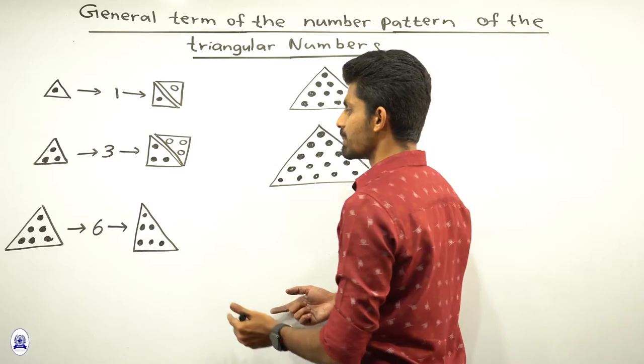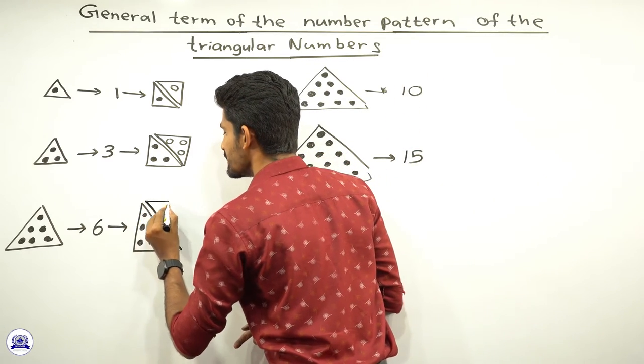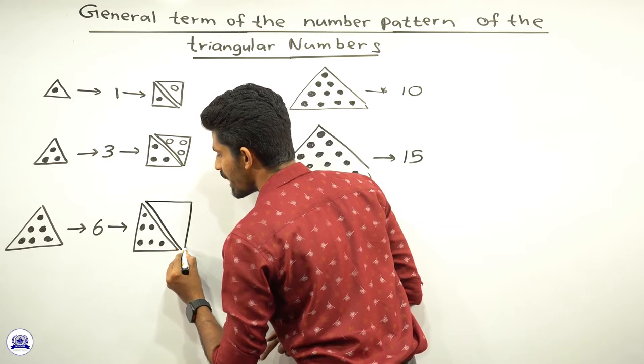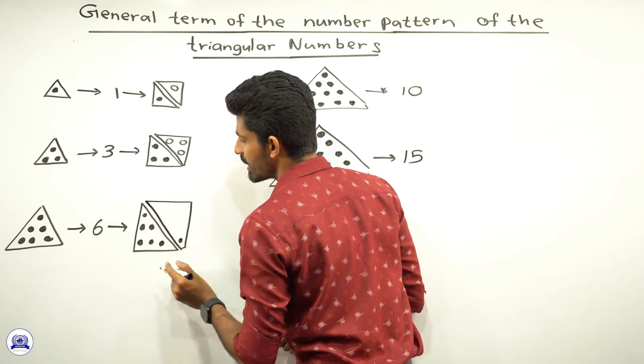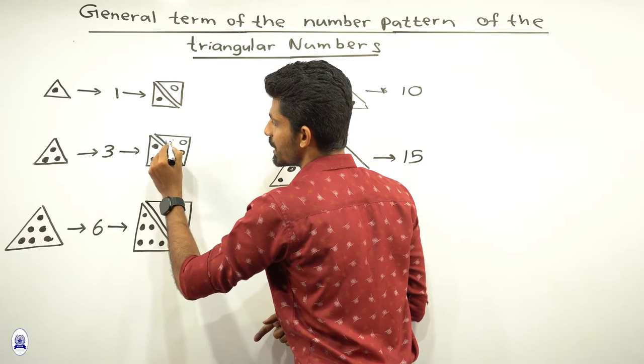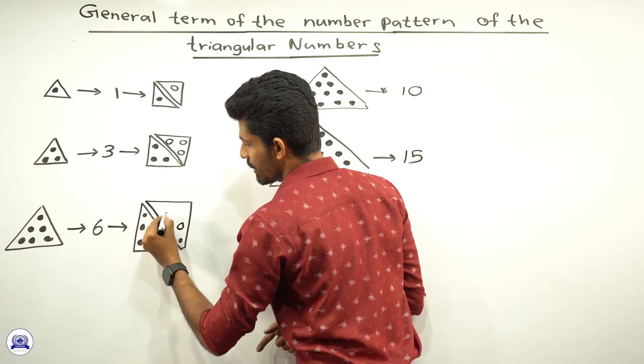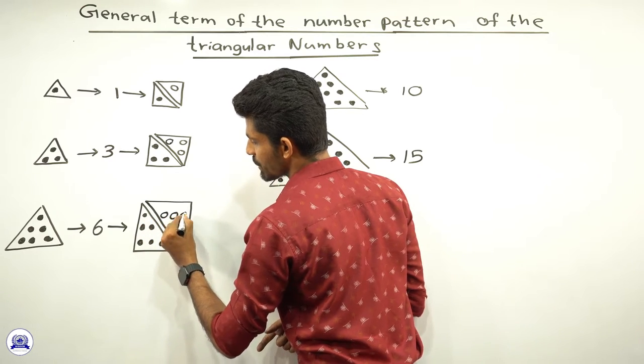Okay? Then I'm just going to complete the other half as well. 1. Right? 1. And this one should be equal to 2. 1 and 2. 1, 2, 3.